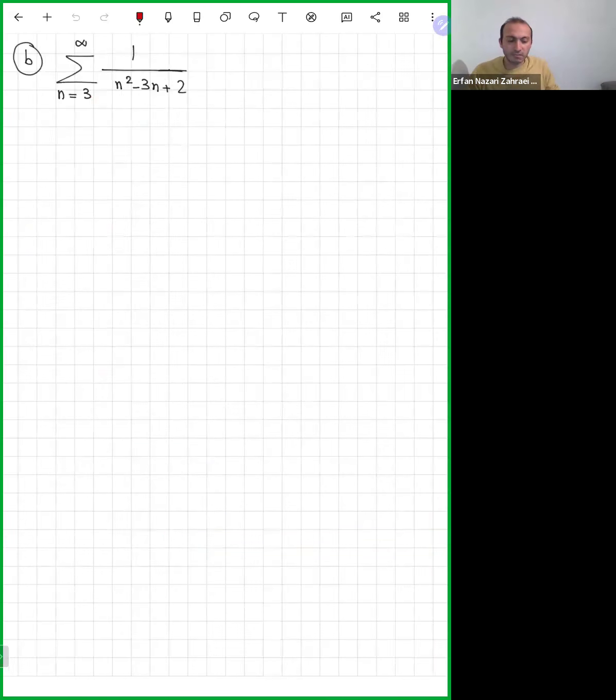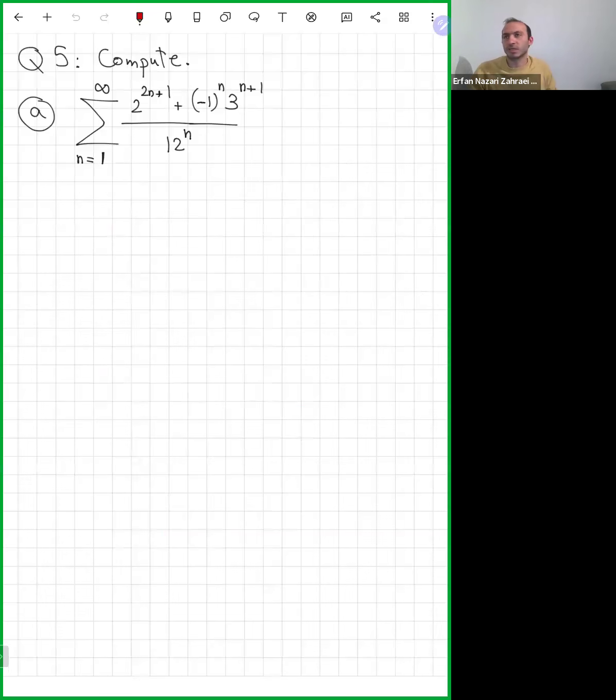In these two questions, we want to compute the exact values of these two series. Either they are divergent, or if they converge, we find the exact value. According to what I mentioned, they should be either geometric or telescoping to be able to compute the exact sum. So first, let's do this question.